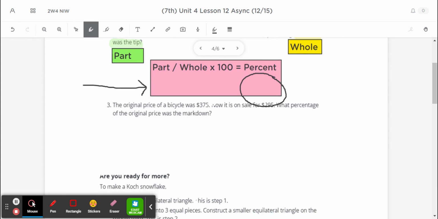Finally, we have question 3. It says the original price of a bicycle was $375. Now it's on sale for $295. What percentage of the original price was the markdown?